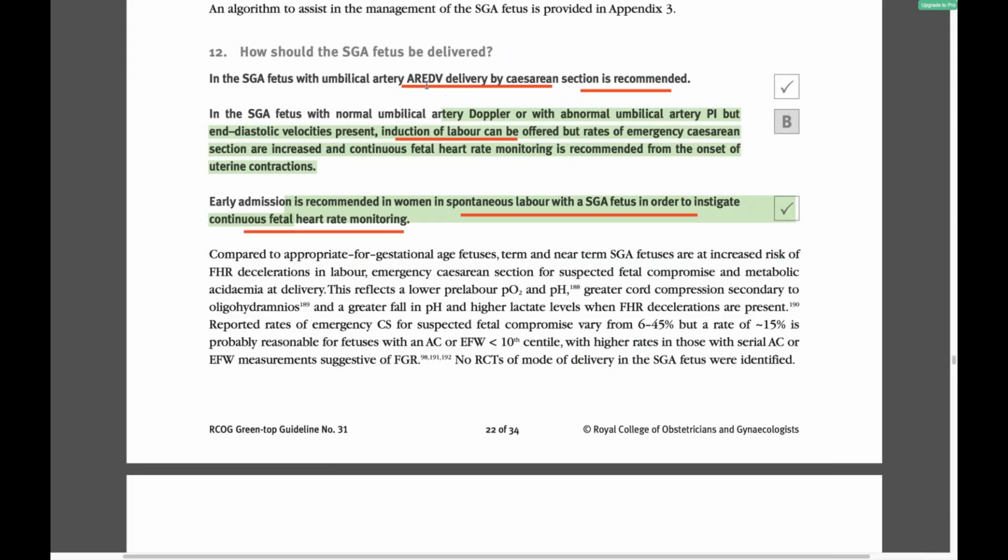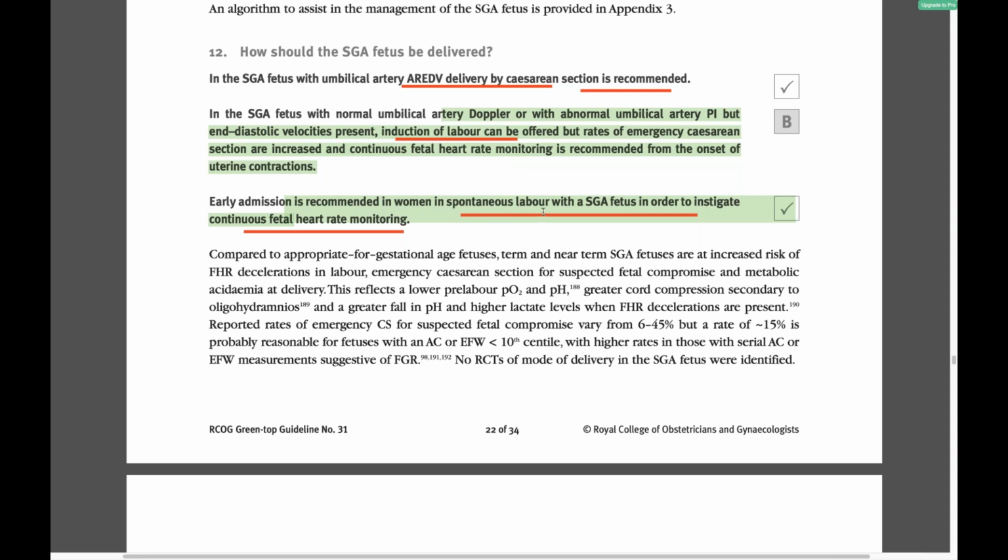Okay, so if the patient has come with an absent or reverse artery Doppler, by what way can the delivery be done? Caesarean section is recommended, because this baby cannot bear the stress of vaginal birth. So with absent or reverse diastolic flow, take the baby for cesarean section. But in all other conditions, when the end diastolic flow is there, IOL can be done. IOL can be done with continuous heart monitoring, but there is a very high chance of emergency section here.